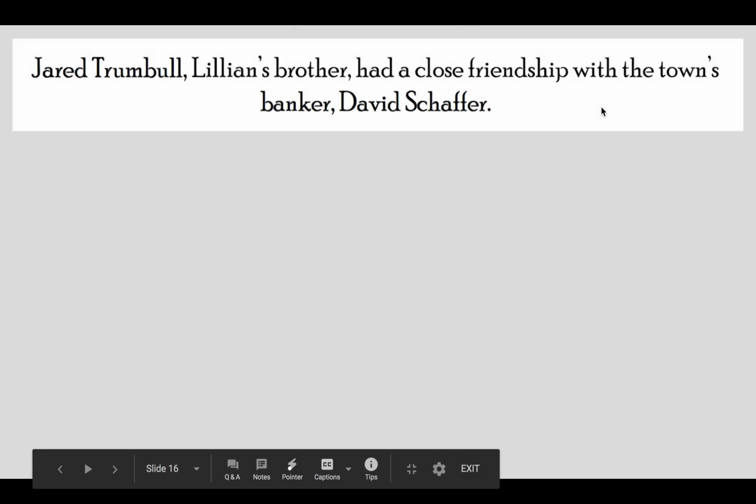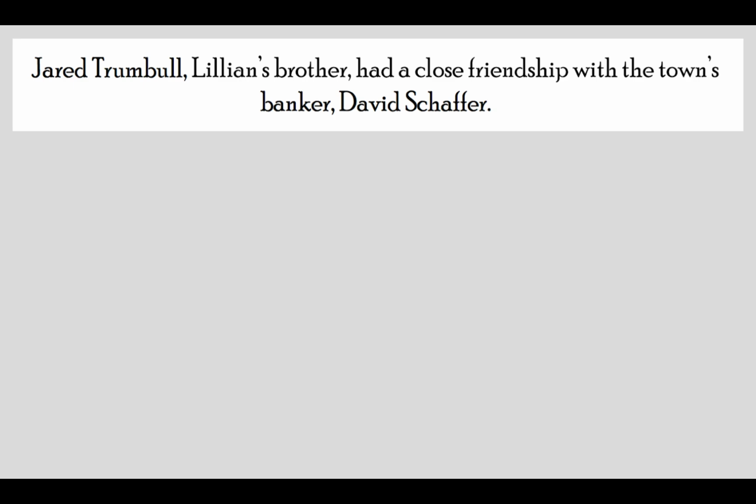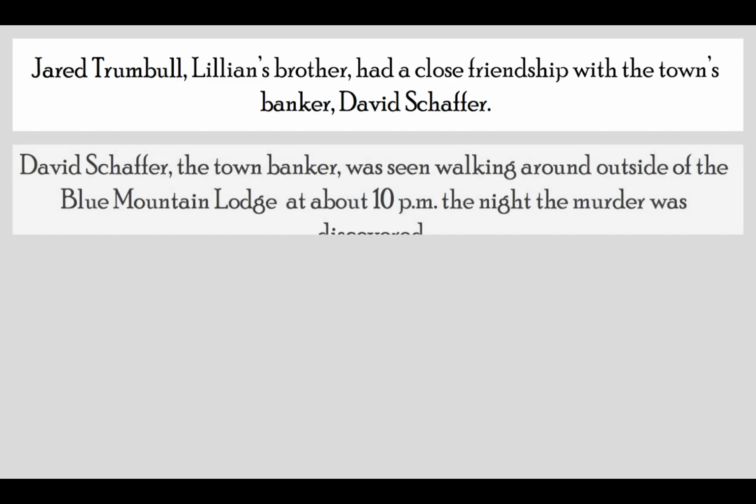Now, Jared Trumbull, Lillian's brother, had a close friendship with the town's banker, David Schaefer. So now we know that David is the banker and Jared is Lillian's brother. David Schaefer, the town banker, was seen walking around the outside of Blue Mountain Lodge at about 10 p.m. the night the murder was discovered. So why was David there the night Miss Peabody was killed at around the same time?